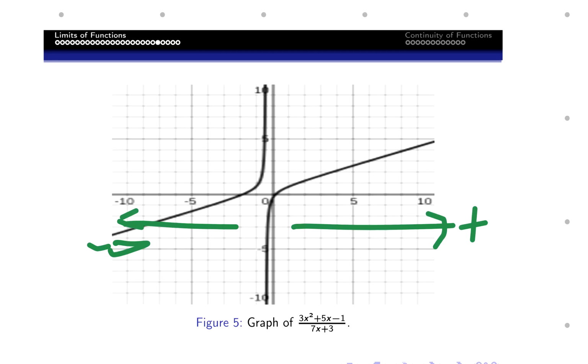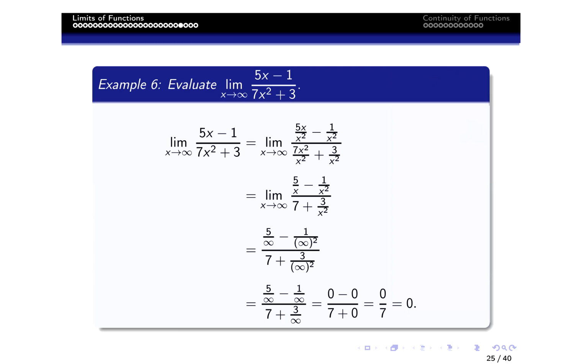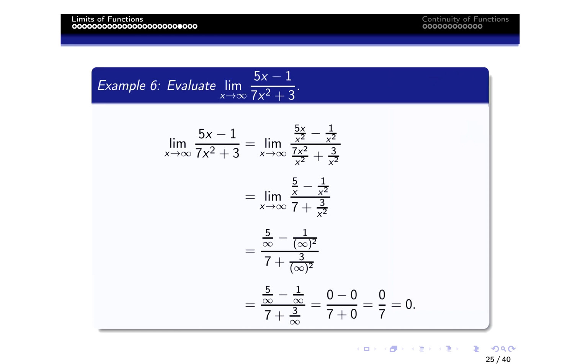So let's look at something like this now. The first case we looked at, the power at the top and the power at the bottom are the same. And the second case we looked at, the power at the top is higher than the power down. So this third example, we have the power up is less than the power down. Let's see what happens in this case.